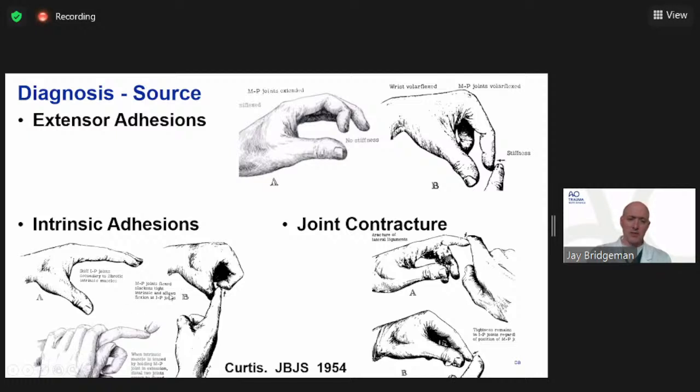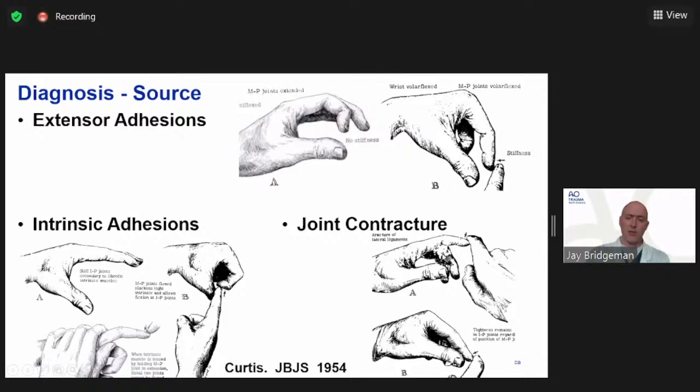So the comparison between these two positions, this figure in the lower left, with the MCP joint extended, that really stretches out a scarred and trapped intrinsic mechanism, and so that's why the finger is stiff. And then when you flex the MCP joint, that's all placed in a more loose, more lax position, and so allows better passive motion and flexion of the digit. And so that's the intrinsic tightness test.